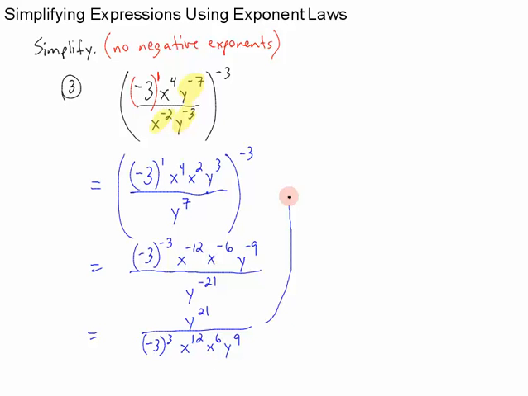And now we reduce. For example, my y to the 21st and y to the 9th. These 9 y's cancel with 9 of the y's on top, leaving behind 12 of them. So I've got y to the 12th on top. Negative 3 cubed is negative 27, so I'll put my 27 here and put my negative in front of the entire fraction. X to the 12th times x to the 6th, we add those exponents because I have 18 x's on bottom. And there we go.